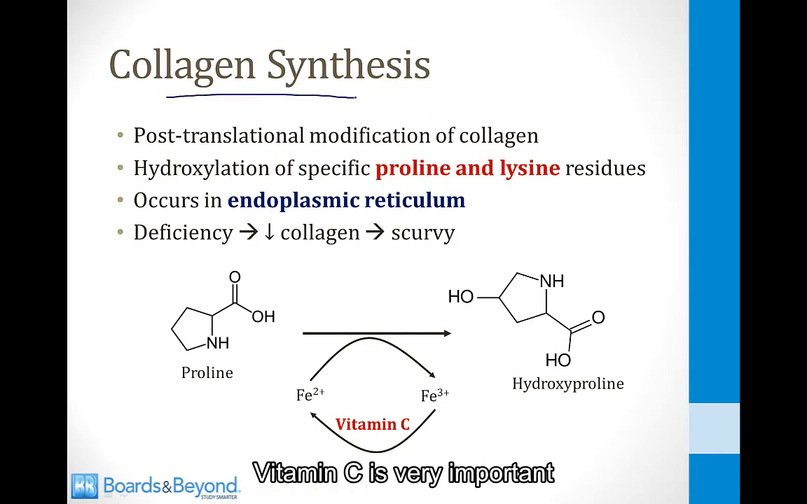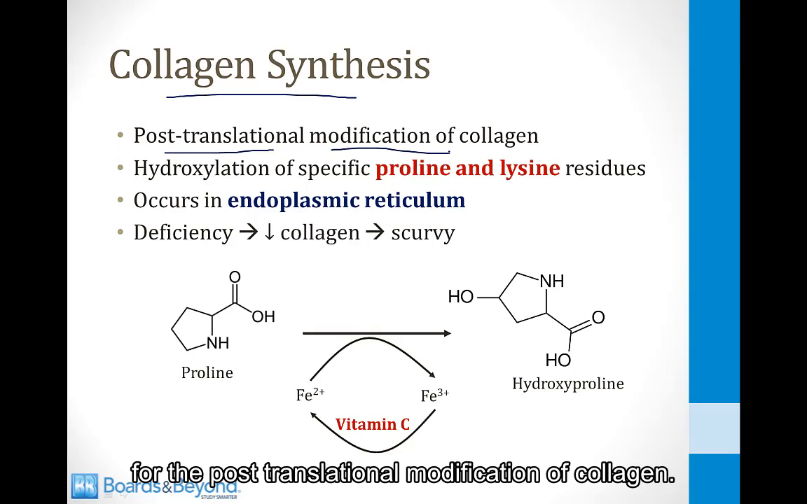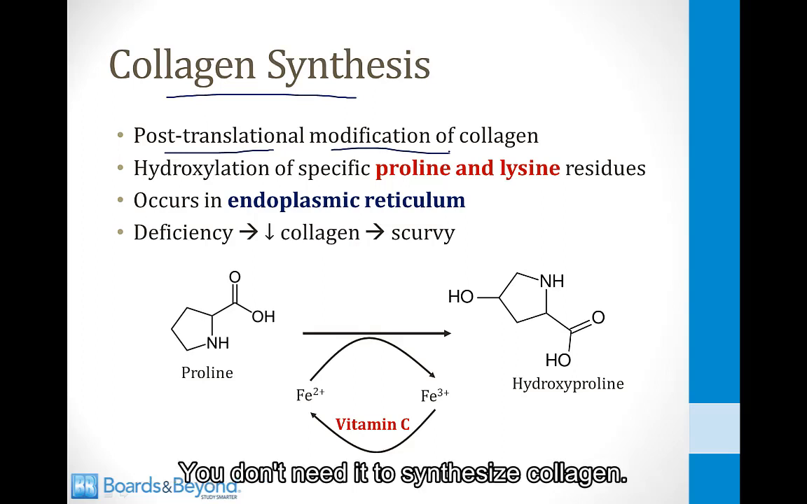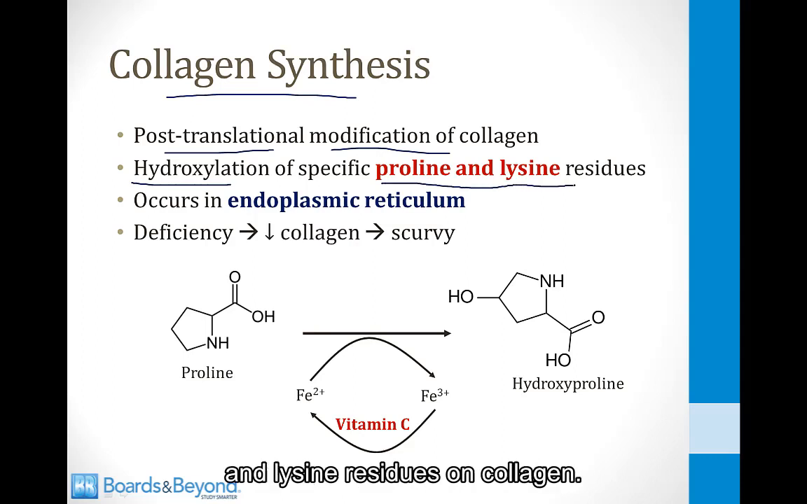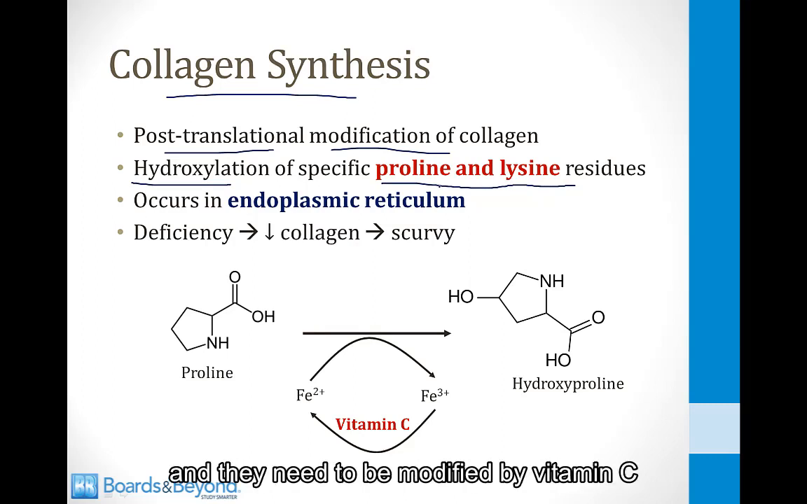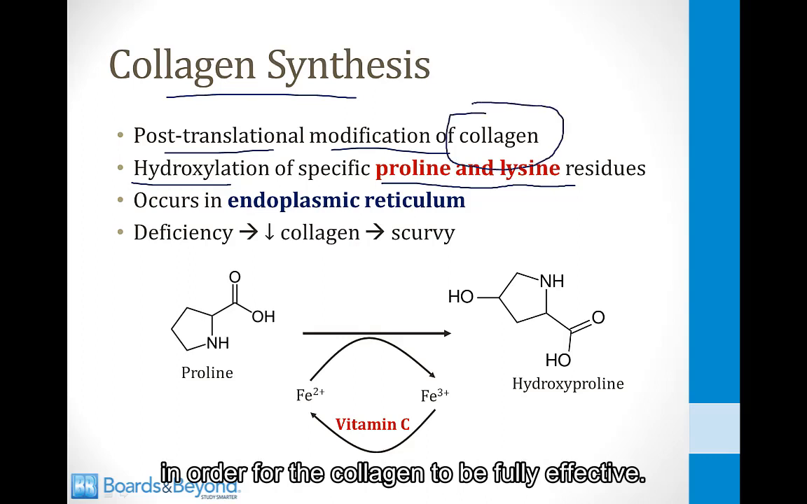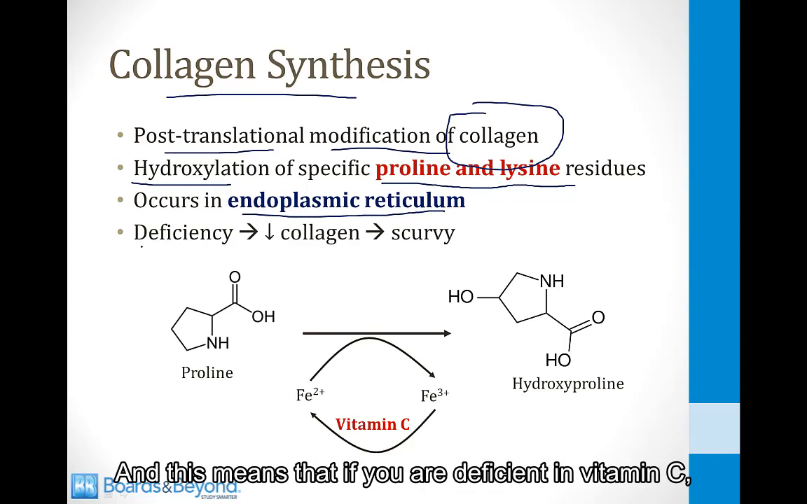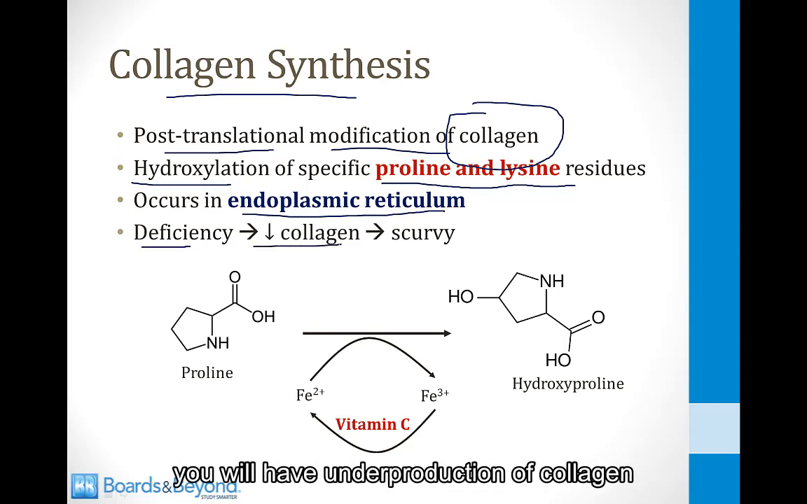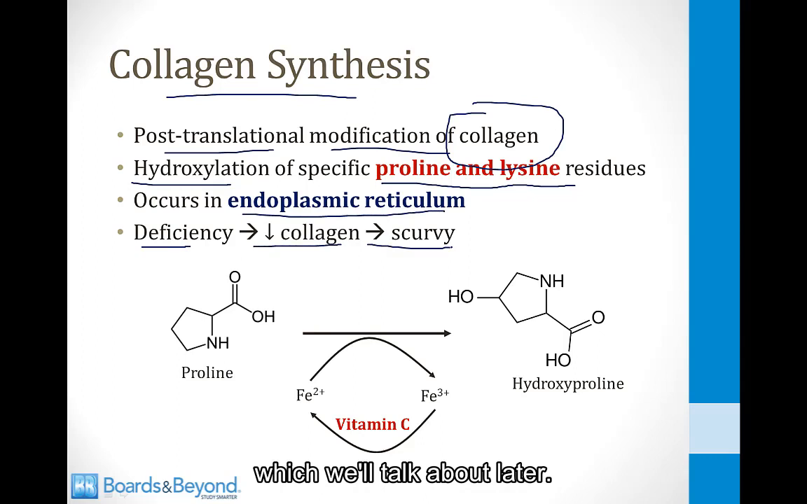Vitamin C is very important for the post-translational modification of collagen. You don't need it to synthesize collagen, but if you want to modify collagen into an effective structure, you need vitamin C to help. What vitamin C aids in doing is hydroxylating specific proline and lysine residues on collagen. Proline and lysine are amino acids, and they are found in collagen molecules, and they need to be modified by vitamin C in order for the collagen to be fully effective. This occurs in the endoplasmic reticulum, and this means that if you are deficient in vitamin C, you will have underproduction of collagen, and this can lead to scurvy, which we'll talk about later.